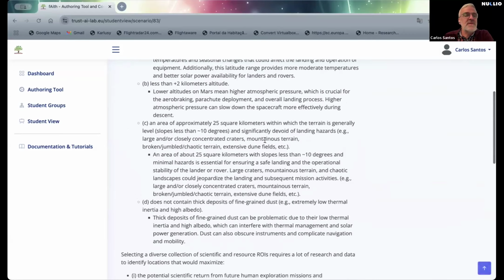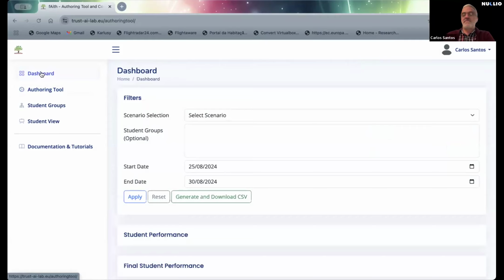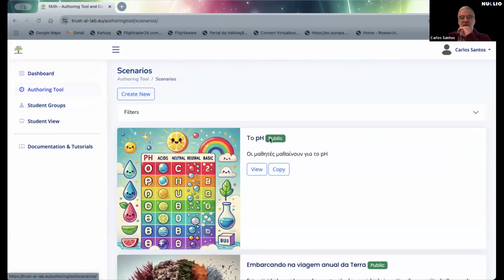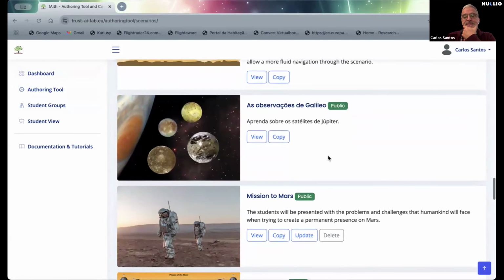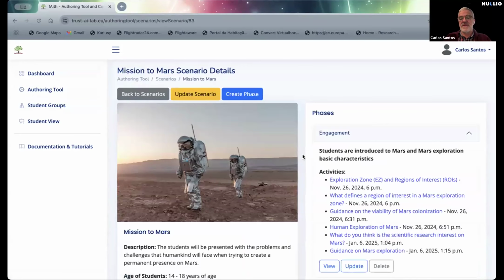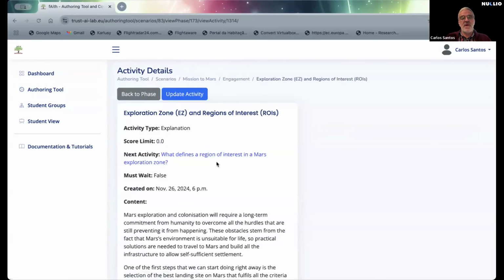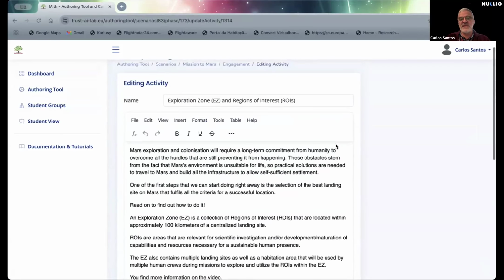I don't know, any questions? I think I've shown you what... actually, let me show you something else. Let me show you exactly how, for instance, in the exploration zone, update activity, just so you have a look of how it is in the back office. It's just a box where you can write whatever you want.